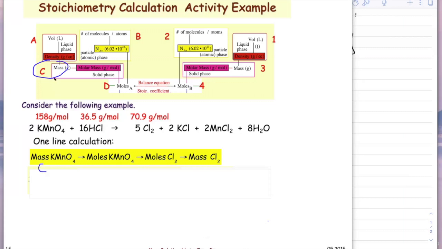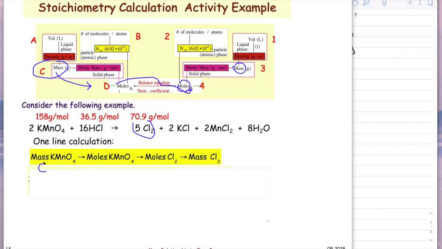Okay, then I know that my destination is mass of chlorine right here, or I could stop at moles of chlorine, because whether I have moles or mass, the lower quantity based on potassium permanganate or hydrochloric acid is still going to indicate to me which is the limiting reagent. Okay, so the path that I'm going to take is C to D, D to 4. That's the path that I'm going to take.